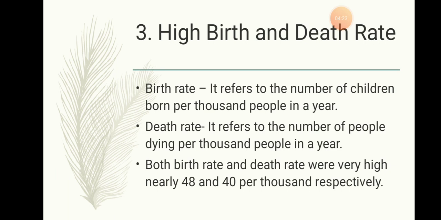The next thing is the high birth rate and high death rate. Now what does birth rate mean? The number of children born per thousand in a year, and death rate is the number of people dying per thousand in a year. The birth rate and death rate were very high. Why? There were no proper hospitals in our economy, and no proper information was given about the rapid increase in population, that is the increase in the birth rate. The rate was nearly 48 and 40 per thousand people, for birth and death respectively.